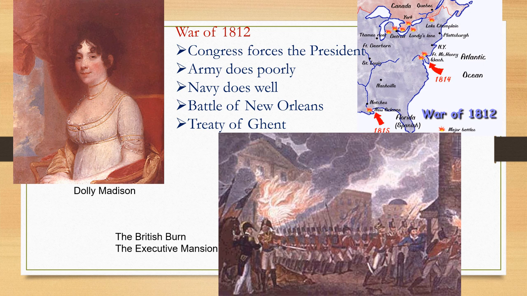However, the Navy does really well. Our ships on the high seas, when they get into a one-on-one fight with British ships, we win. The USS Constitution took the Guerriere. The USS United States took the Java. The Hornet took the Fly. The Enterprise took half a dozen ships down in the Caribbean. Our ships are either equally matched or actually outclassed by the enemy, and we beat them.